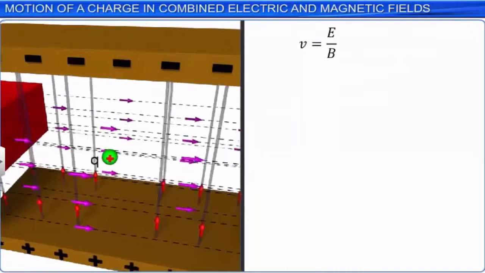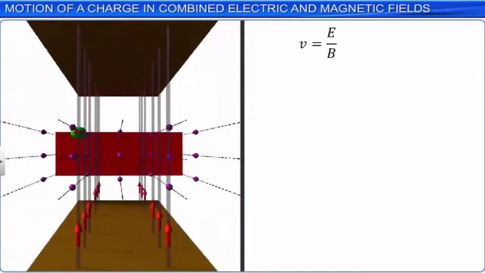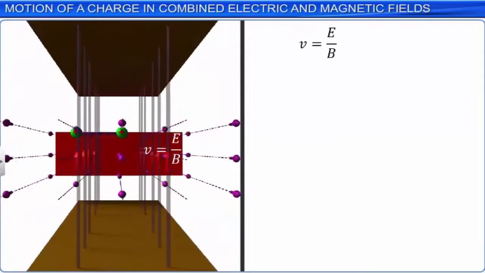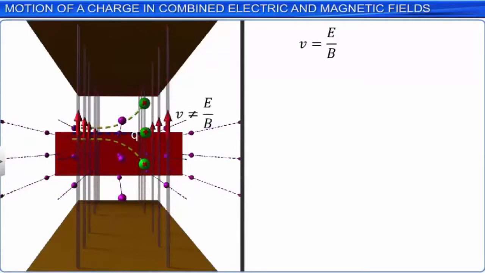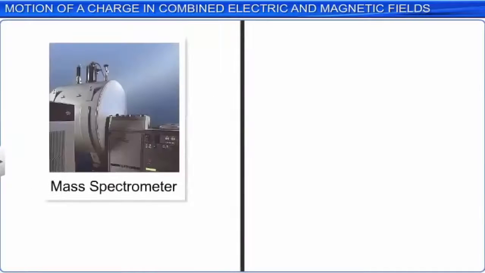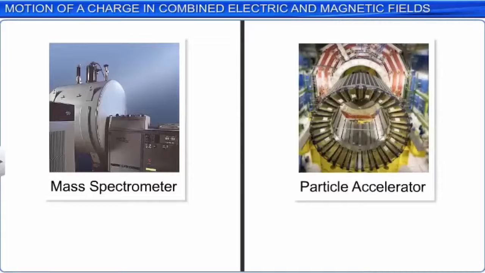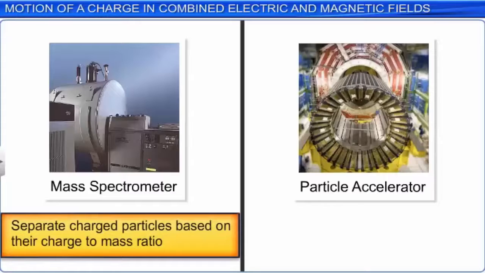The particles, whose magnitude of velocity is equal to the ratio of E to B, pass through the combination of electric field and magnetic field without deviation, and the remaining particles whose velocity is not equal to the ratio of E to B deviate on either side of the electric field. This principle is used in the mass spectrometer and particle accelerators. The mass spectrometer is a device used to separate charged particles based on their charge to mass ratio. Particle accelerators are used to accelerate particles to very high energy.